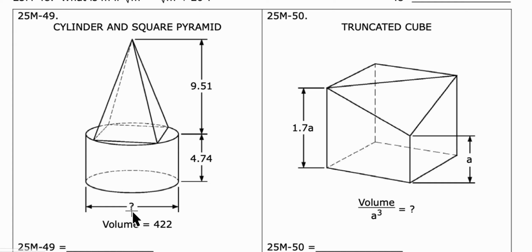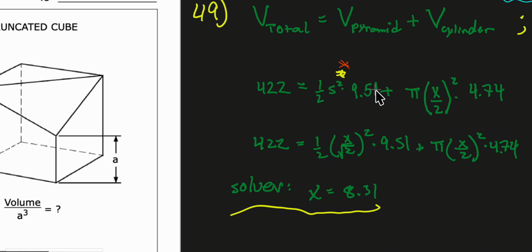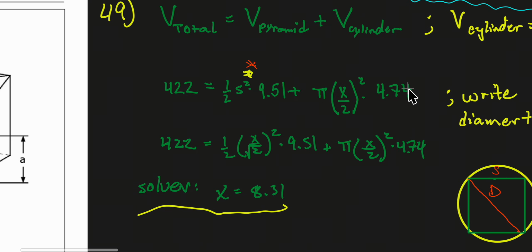So the diameter would be x, and the radius would be the diameter cut in half. So we're going to write that as x over 2 in parentheses, quantity squared, times the height of 4.74. And to that we're going to add the volume of the pyramid. Now the volume of the pyramid, I messed up. For tapering objects, it's 1/3.